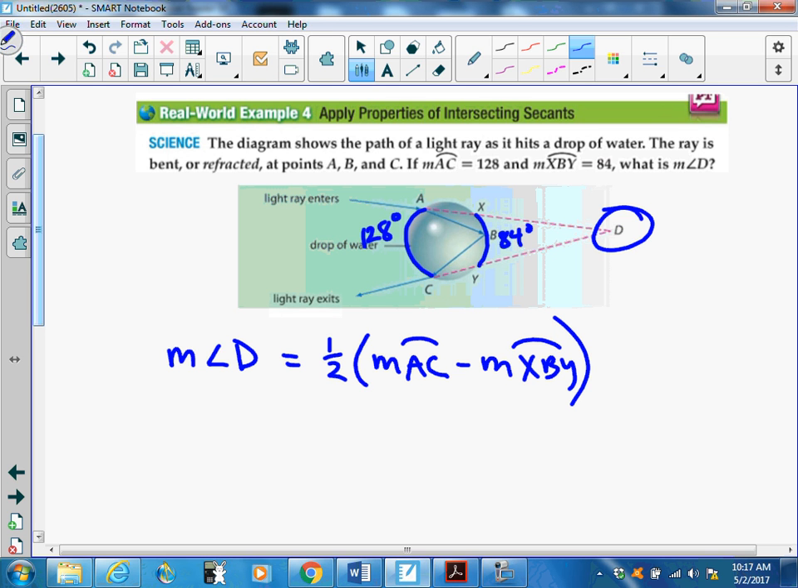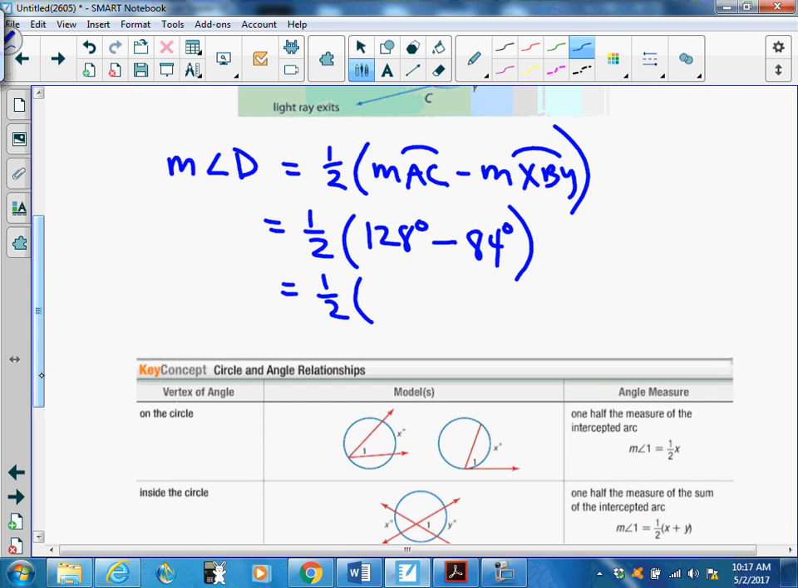The measure of D is what we don't know, so that's what we're trying to find. The measure of arc AC is 128 degrees. The measure of arc XBY is 84 degrees. So I have 128 minus 84 is 44. And then half of that, which is 22 degrees. So the measure of angle D is 22 degrees.